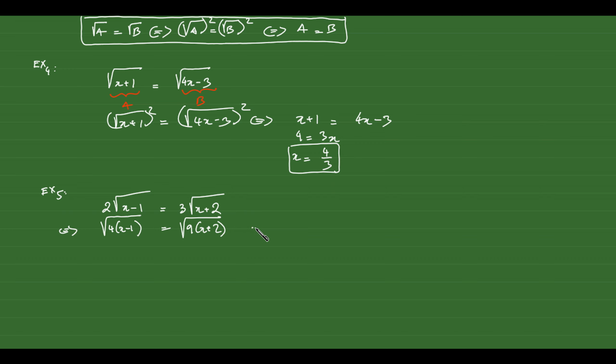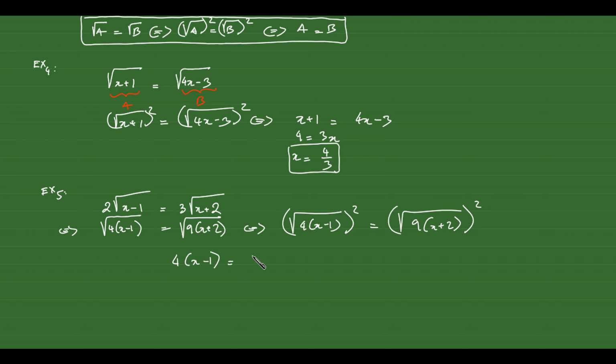Then you're going to go ahead and square both sides. And when you square both sides, you can throw away the radical. So you're going to have 4x minus 4 equal to 9x plus 18. Subtract both sides by 4x, so we have 5x, and subtract both sides by 18, equal to negative 22. So your answer will be x equals negative 22 over 5.